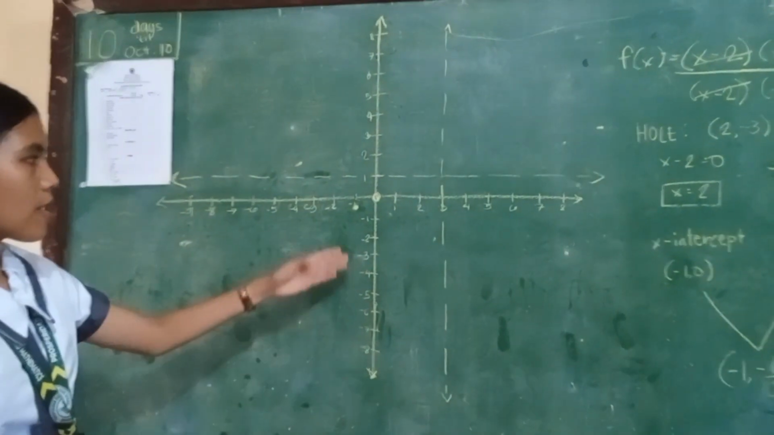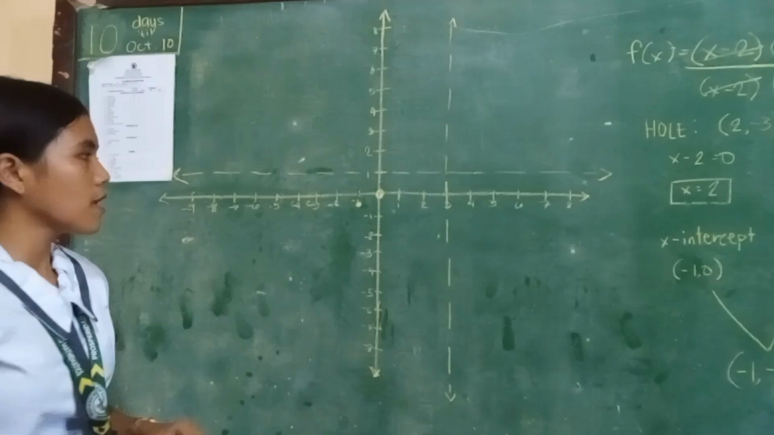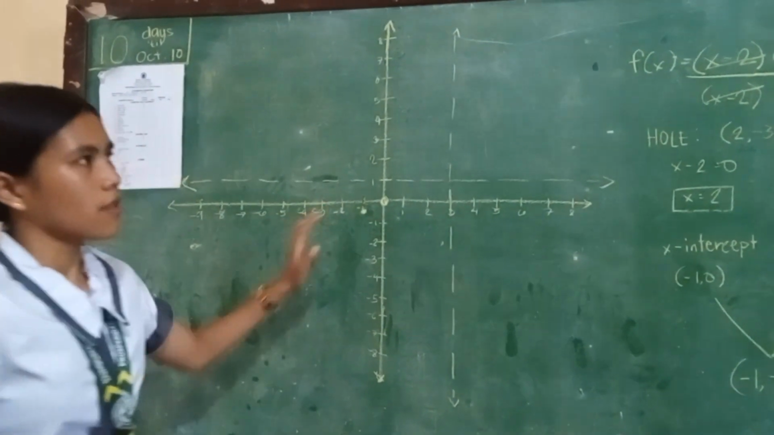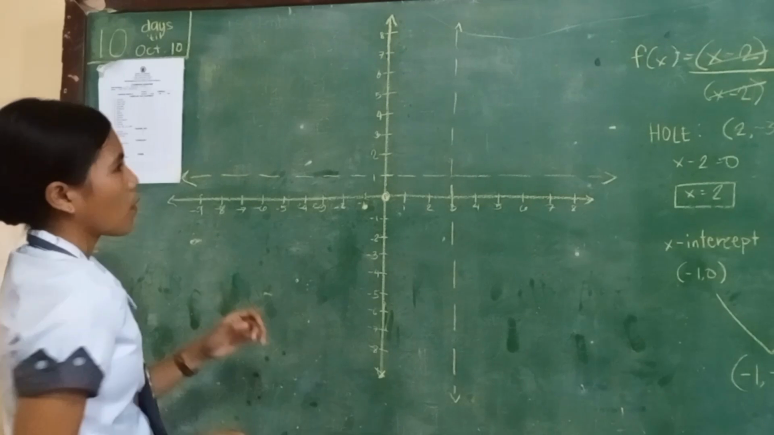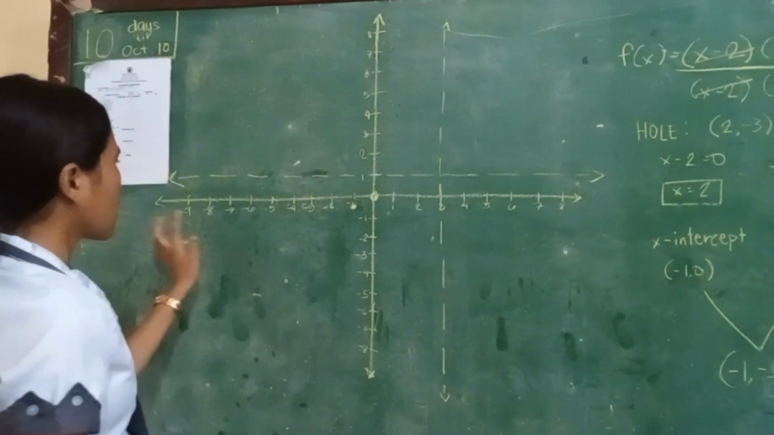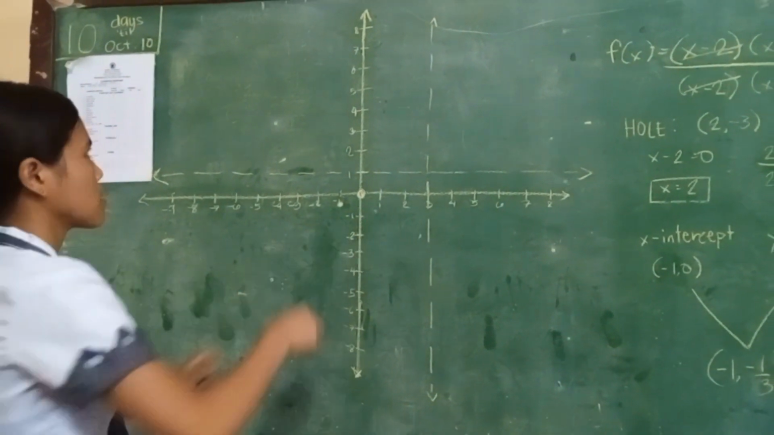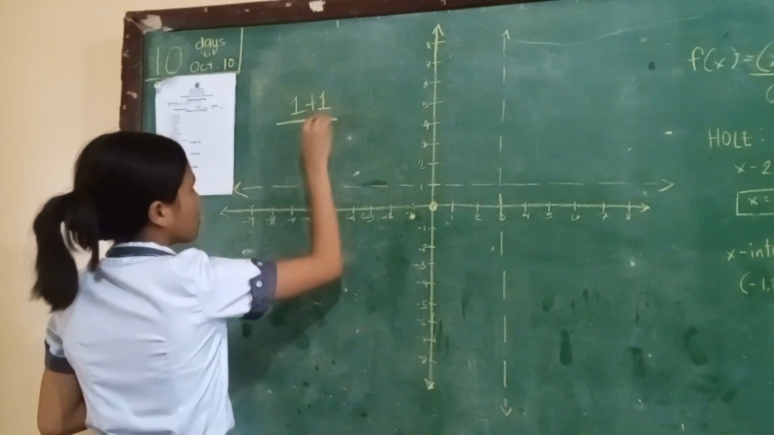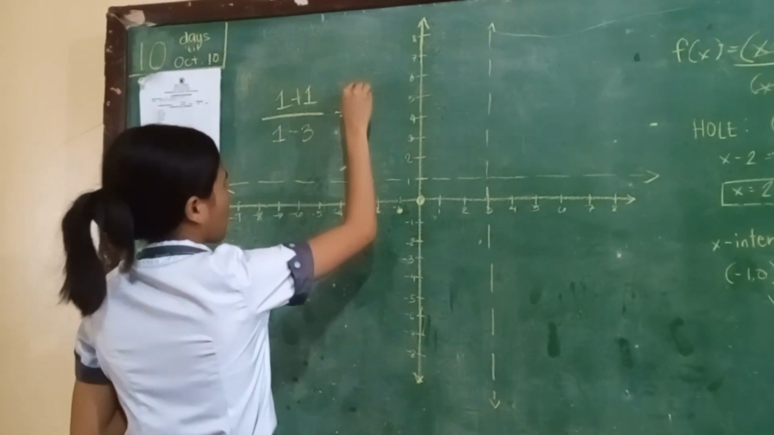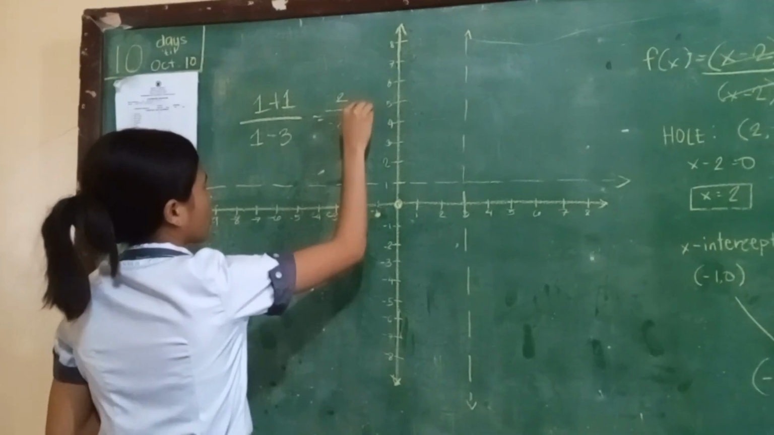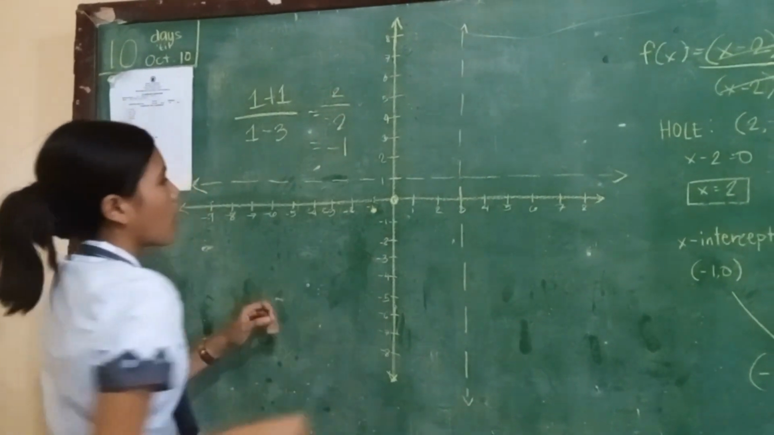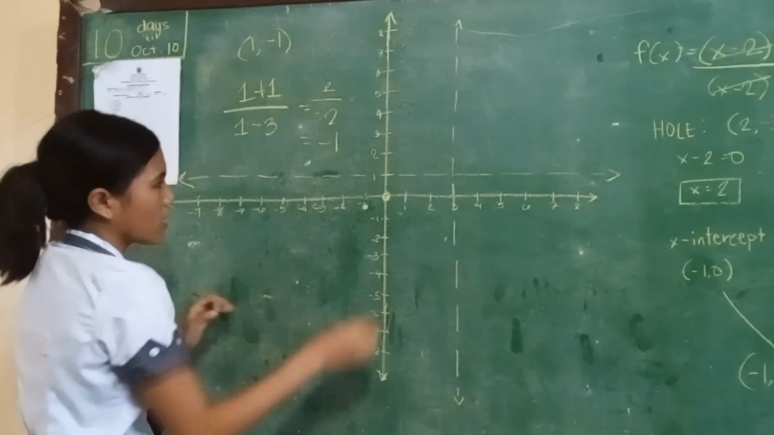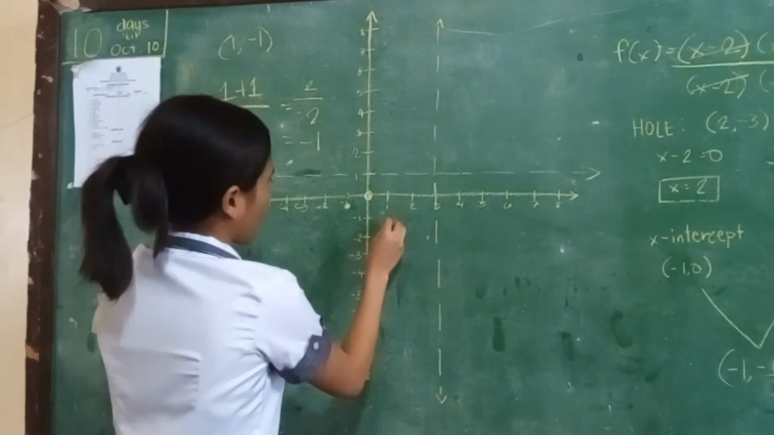Since we have found one point, what we need to find is 3 points. To find that, just substitute the value of x. What if our value of x is 1? 1 plus 1 over 1 minus 3: 1 plus 1 is 2, over negative 2, or negative 1. So our second point is 1 and negative 1, located here.